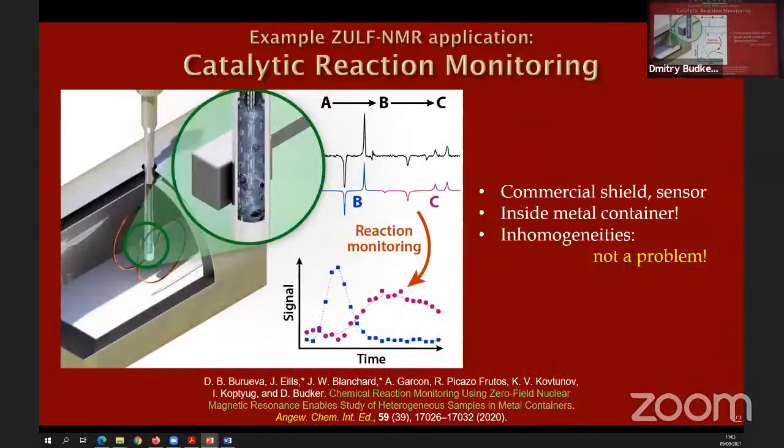How this depends on time, and so you can see that this intermediate product appears and then disappears as the reaction goes on, and then the final product appears, and then the nuclear relaxation happens, so the signal starts to go down. So it's really monitoring catalytic reaction inside metal. So this is kind of exciting, and this is Angewandte Chemie.